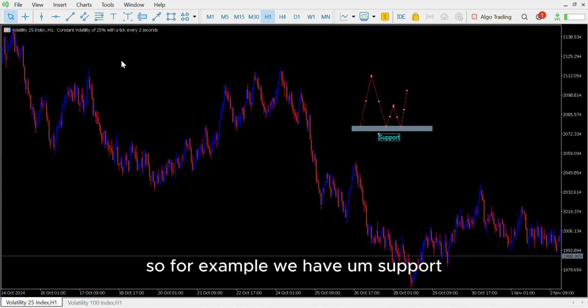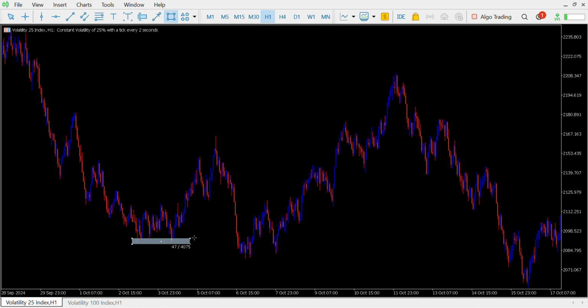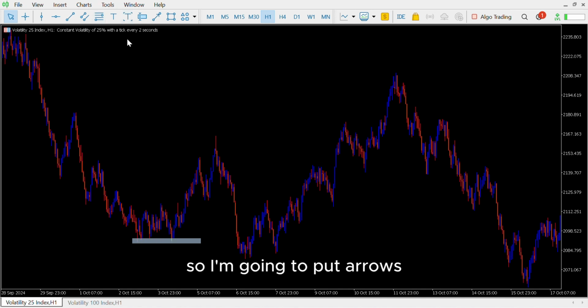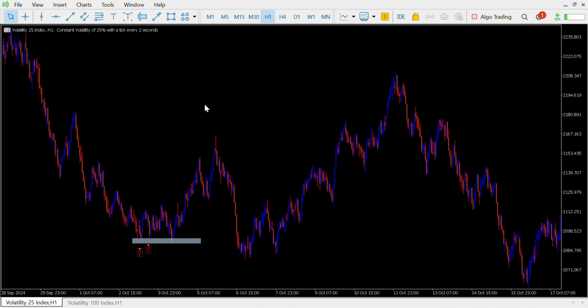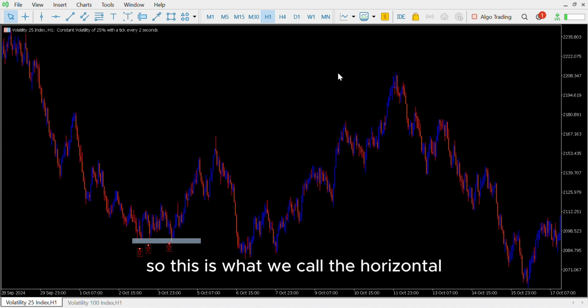So for example, we have support. I'm going to identify it on this chart right at this point. As you can see, at this point the market failed to break at this point, and also at this point. Let me put some arrows so that you can understand. So the market failed to break at this point. So this is what we call the horizontal.